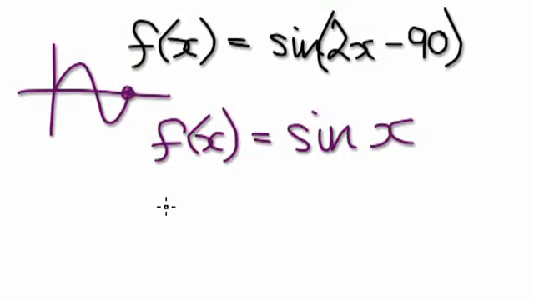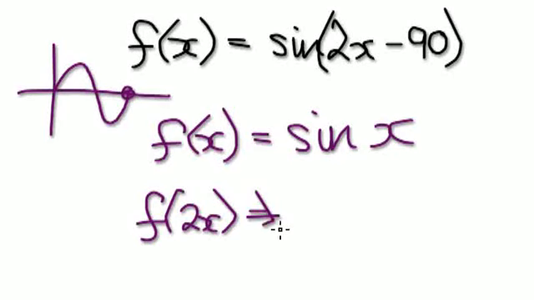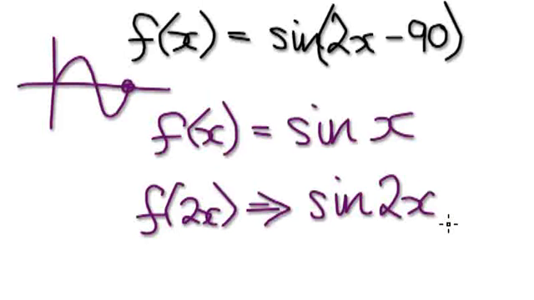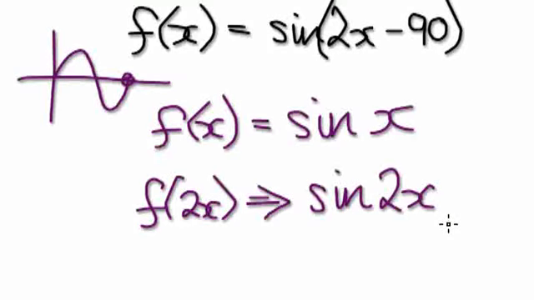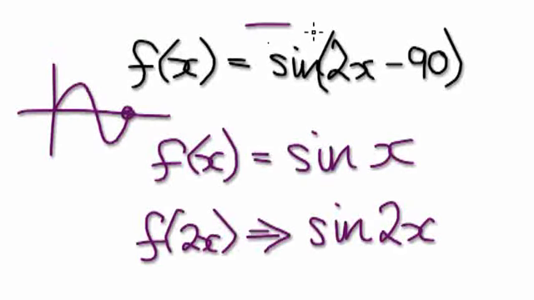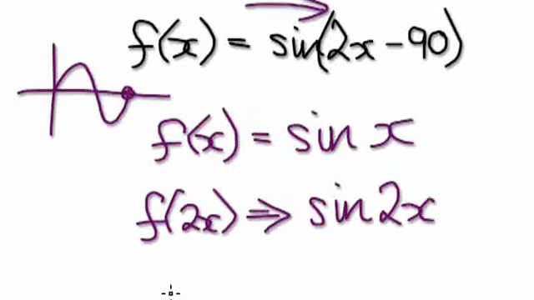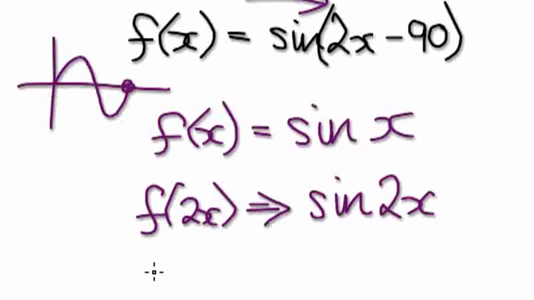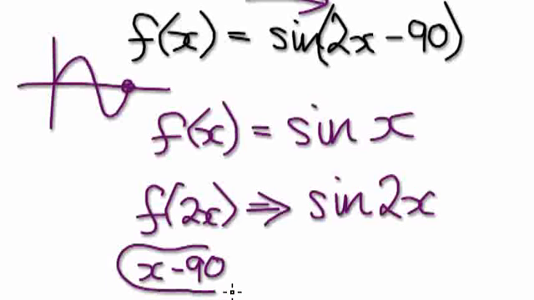Okay, and then our next step is to visualize this, f of 2x. Now f of 2x will give me this here, sine 2x. Now here's a mistake. Remember, our aim is to get to this. A lot of people then think, oh, I'm going to put x minus 90 into this thing here.